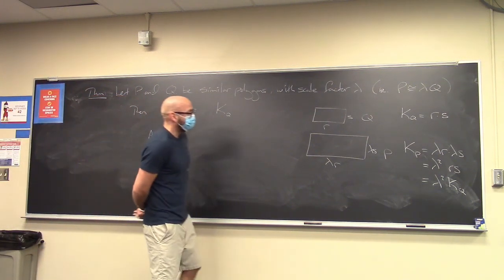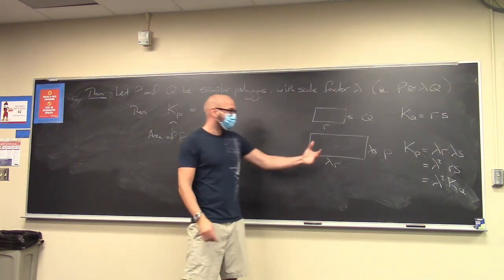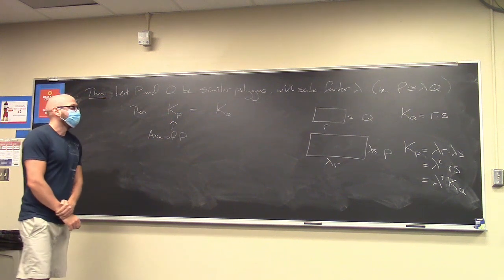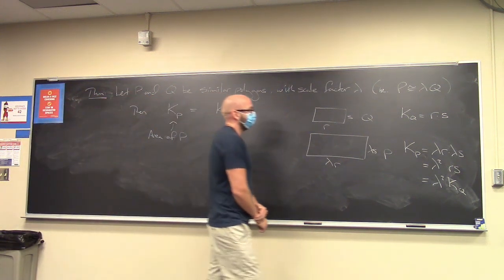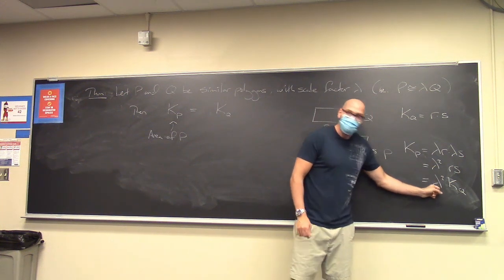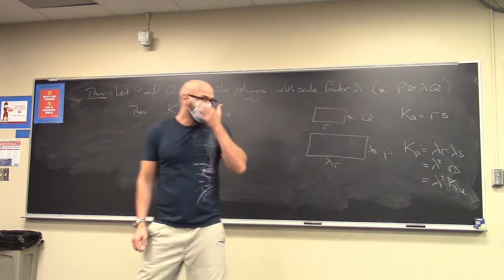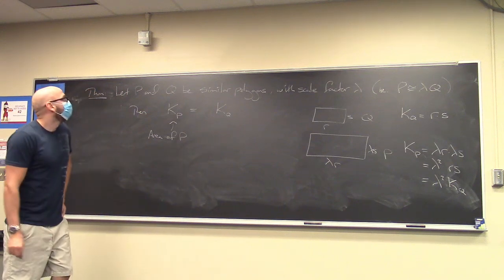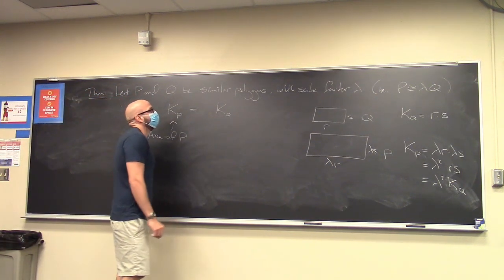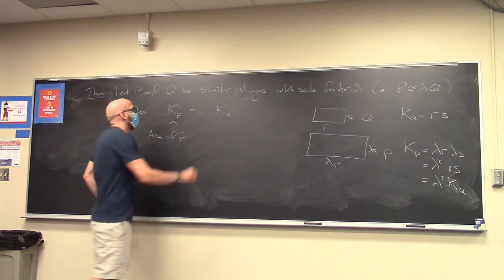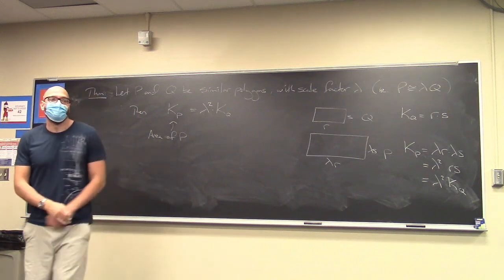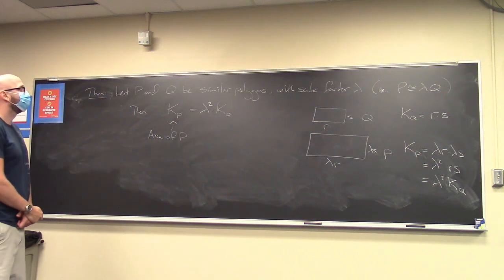So there's a proof for rectangles. For rectangles in particular, if you have similar rectangles, this is the relationship between their areas. One way you can think of this is that the ratio of the areas is the square of the scale factor. Well, it turns out that's true in general. For any similar polygons, it doesn't matter how weird they look, how many sides you have, it's always lambda squared times the area of the other.